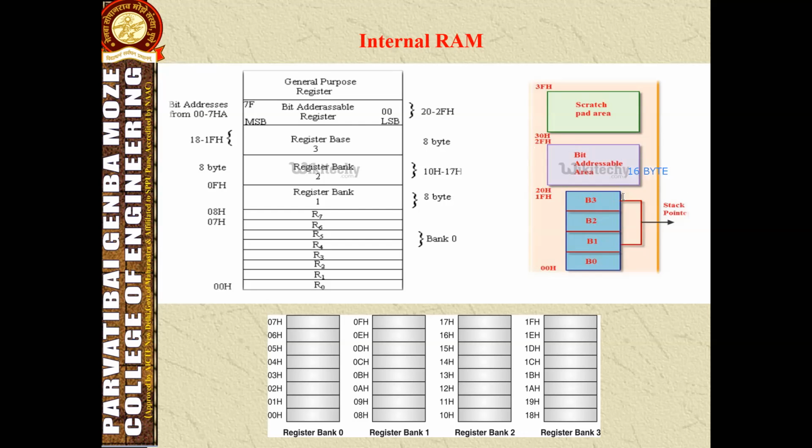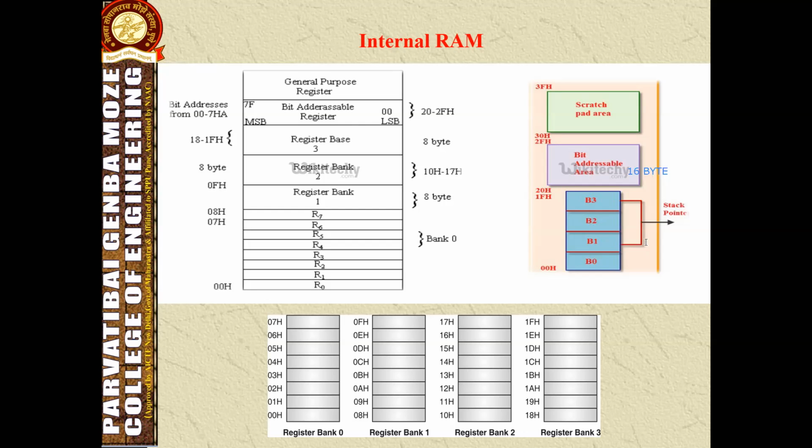It has 16 bytes of internal RAM, whose address ranges from 20H to 2FH. These 16 bytes provide us with 16 into 8, that is equal to 128 addressable bits. So the microcontroller has given addresses to these bits ranging from 0 to 127, or 00 to 7FH. Hence, these locations are called bit addressable locations, as shown in the figure.